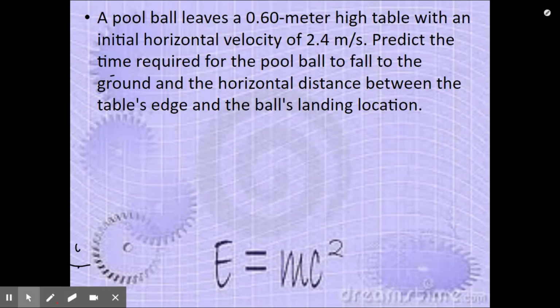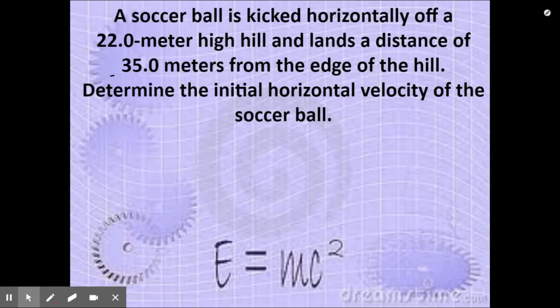Let's see what else we've got. Soccer ball is kicked horizontally off of a 22-meter high hill and lands a distance of 35 meters from the edge of the hill. Determine the initial horizontal velocity of the soccer ball. First, we need to determine, is this a cliff or is this an arch? We're kicking it off of a hill, so this one is going to be a cliff, so it's a lot easier.